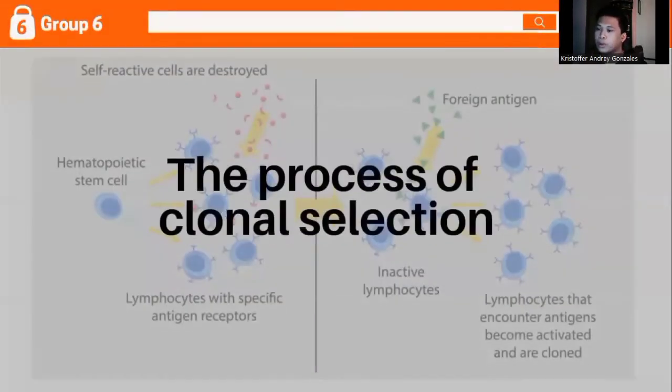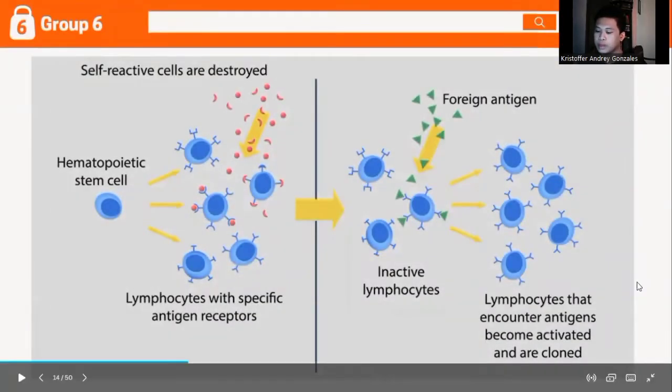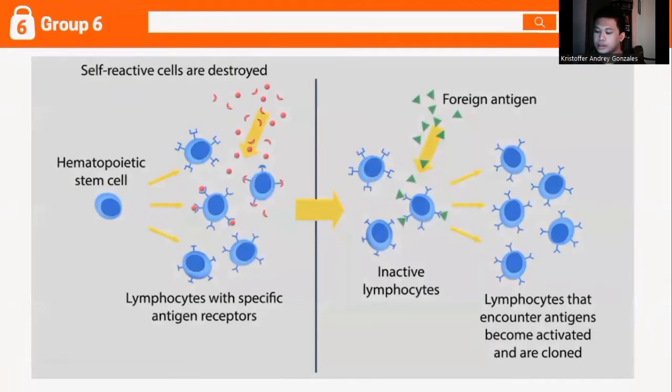The process of clonal selection. The process of presenting the antigen and selecting the cell that can respond to this antigen. A clonal selection hypothesis may explain why secondary immune responses are so effective at preventing reinfection by the same pathogen.